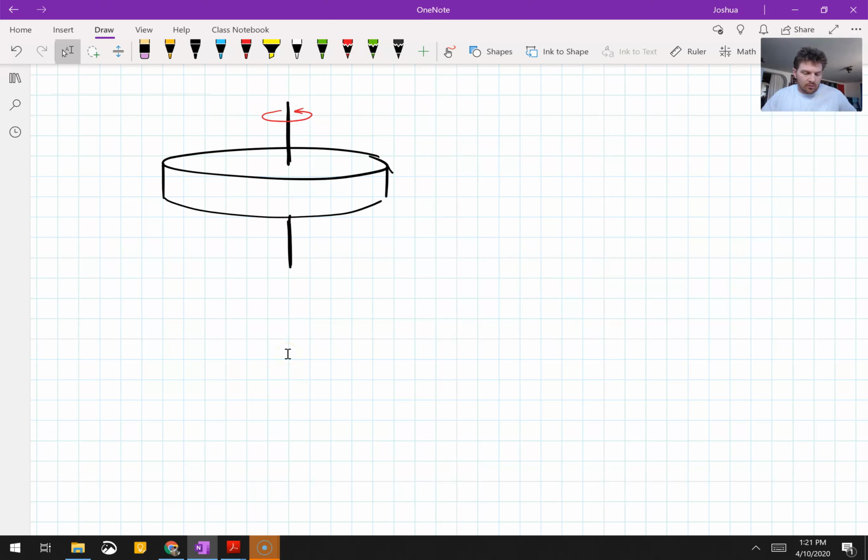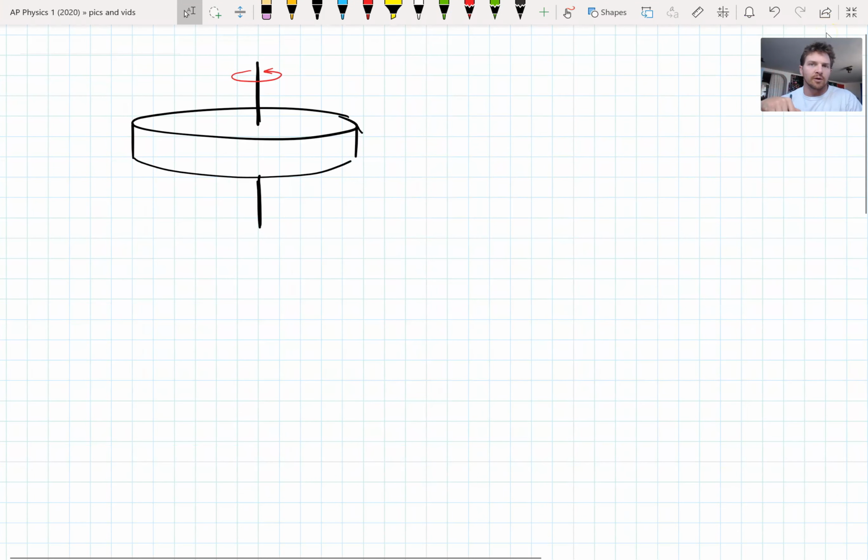We're going to be doing a little conceptual review before we get going with the actual FRQ. This is going to be over circular motion, a really brief overview of some of the concepts with it.